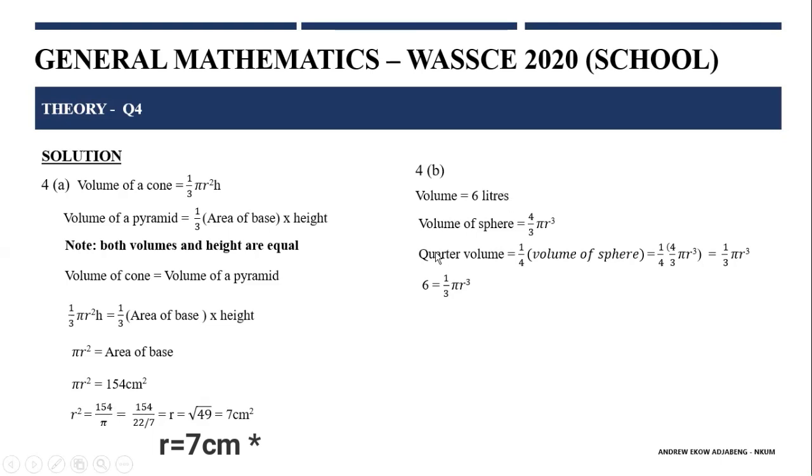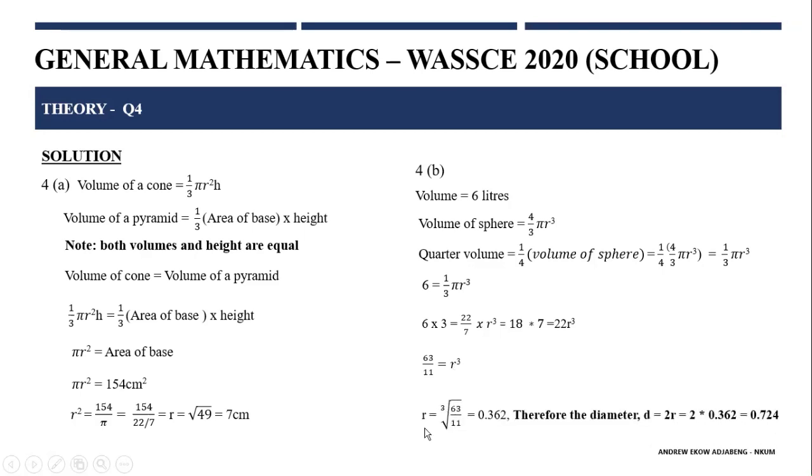So the volume is equal to 6 liters. Volume of sphere is 4/3 pi r cube. A quarter of the volume is equal to 1/4 of the volume of the sphere, which will be 1/4 times 4/3 pi r cube, and that equals 1/3 pi r cube. So we have 6 times 3 equals 22 over 7 times r cube. This is now going to give us 18 times 7 equals 22 r cubed. And we have 63/11 equals r cubed. And then r is equal to the cube root of 63/11, which is equal to 0.362.